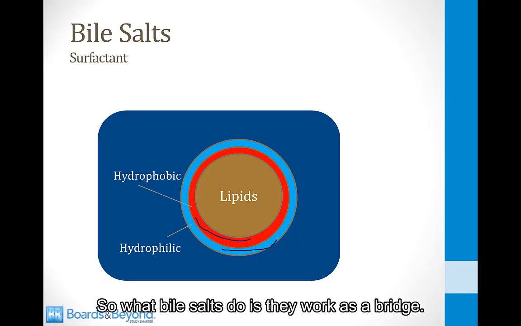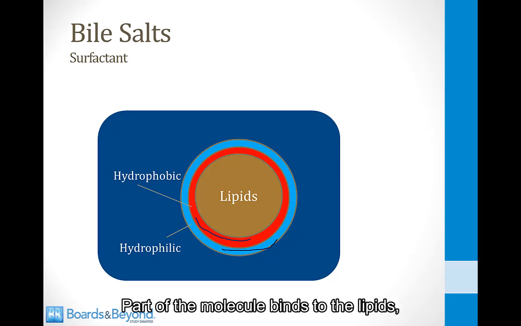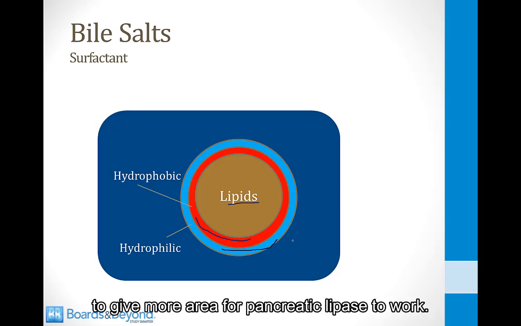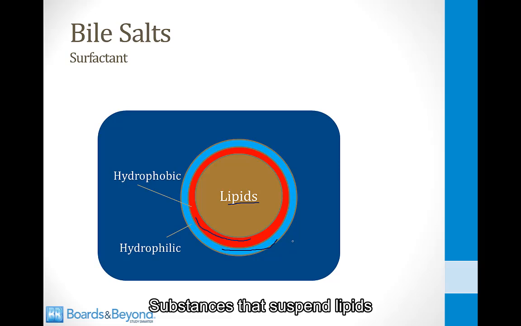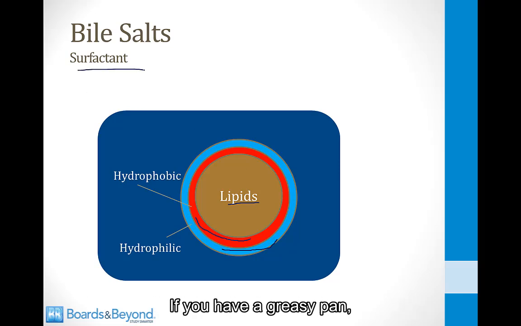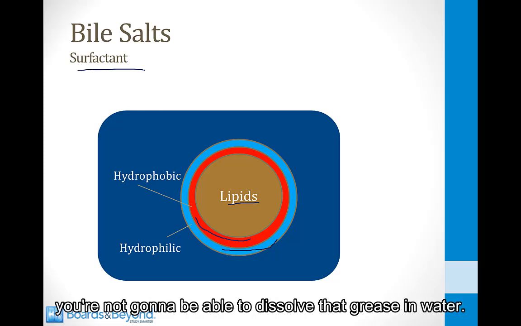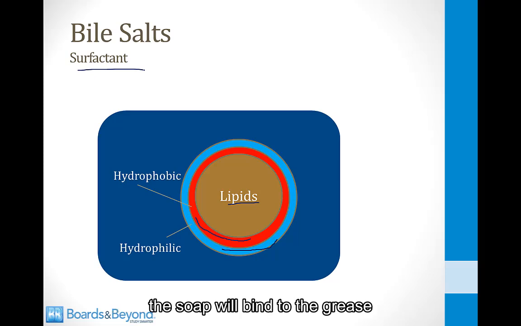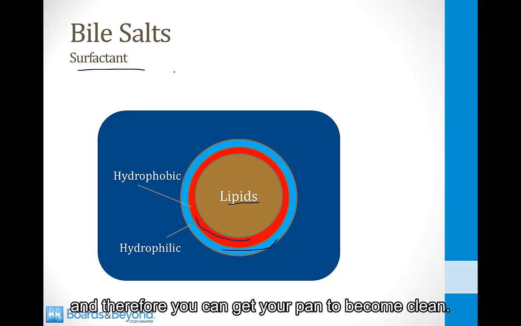So what bile salts do is they work as a bridge. Part of the molecule binds to the lipids, part of the molecule dissolves in water, and therefore you can suspend lipids into droplets to give more surface area for pancreatic lipase to work. Substances that suspend lipids like this are called surfactants, and you may know that soap is also a surfactant. If you have a greasy pan, you're not going to be able to dissolve that grease in water, but if you add soap, which is a surfactant, the soap will bind to the grease and it will also dissolve in water, and therefore you can get your pan to become clean.